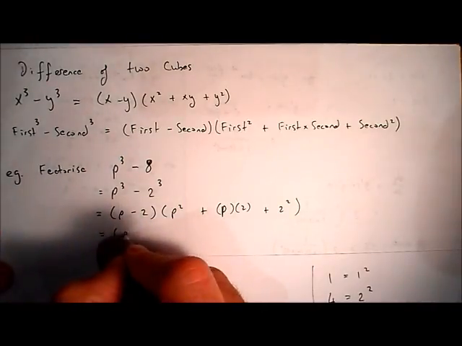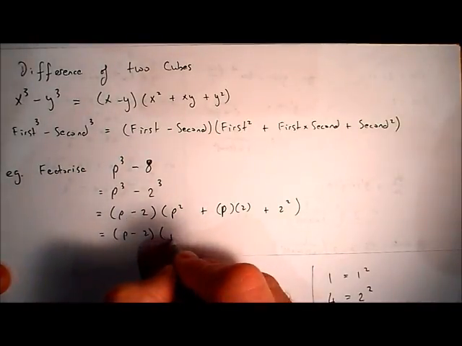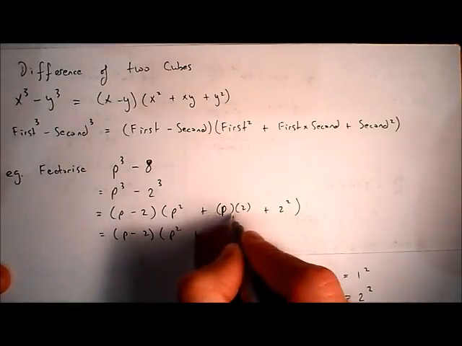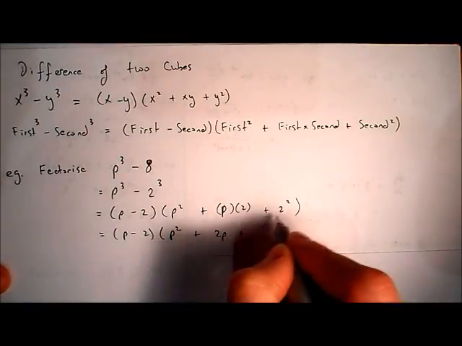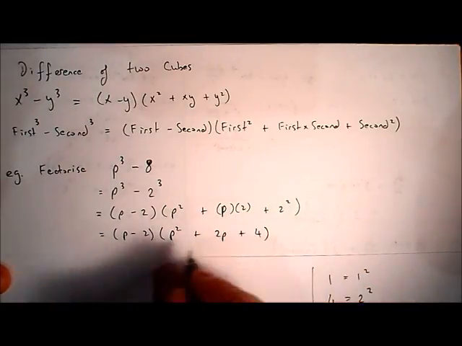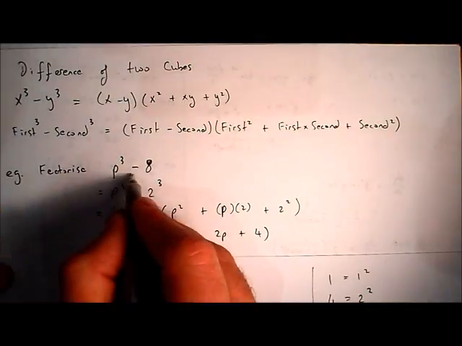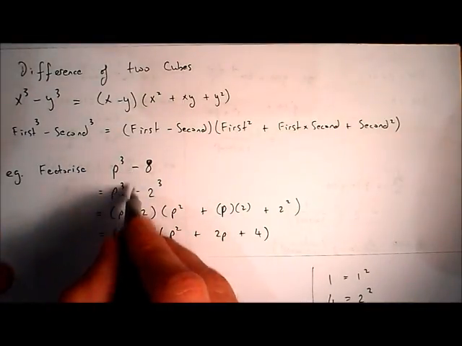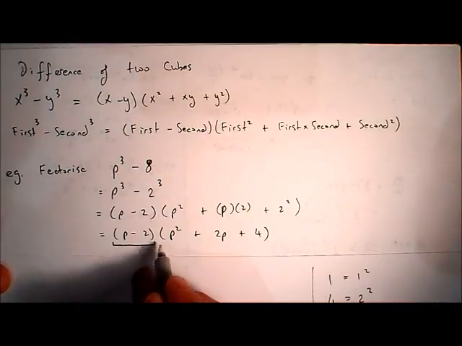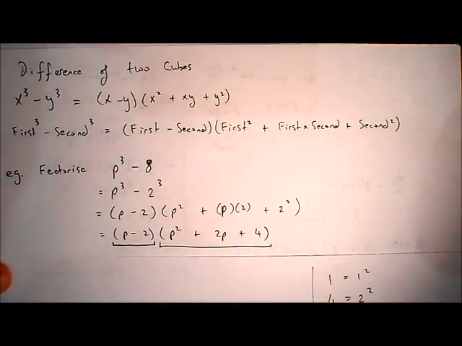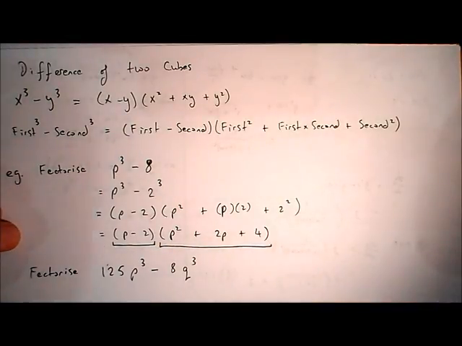That's p minus 2 multiplied by p squared plus p by 2, which is 2p, plus 2 squared, which is 4. So I factorized it. I started off with this difference up here, and I've written it as a product, this multiplied by this. Let's have a look at another example.